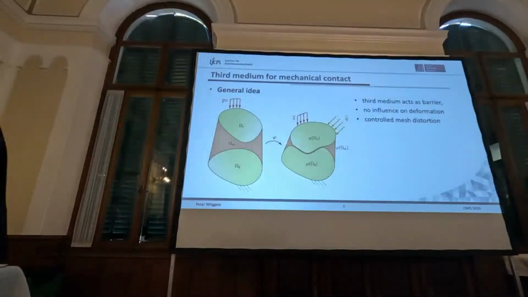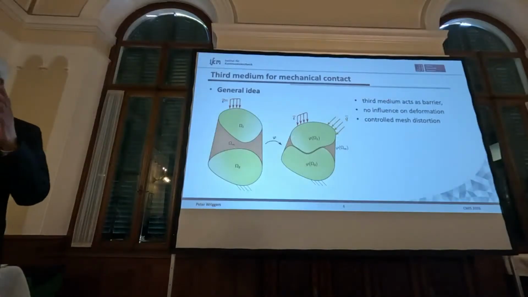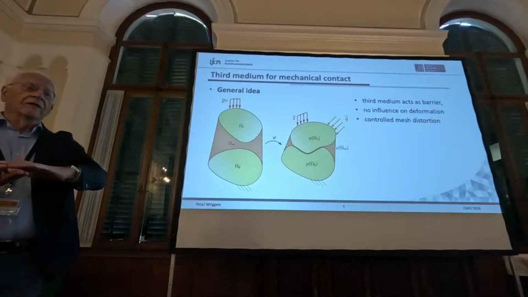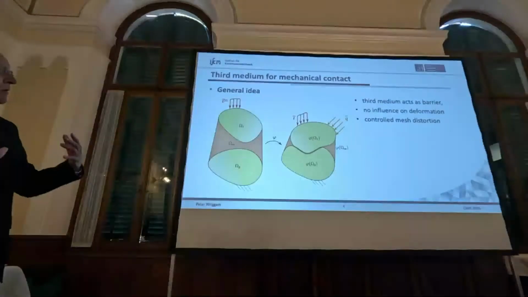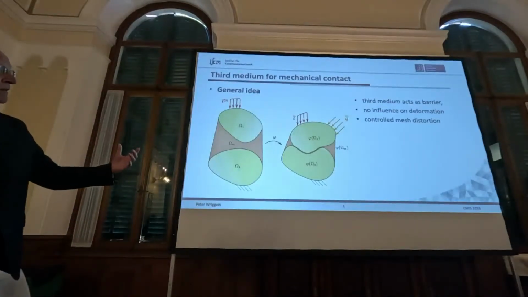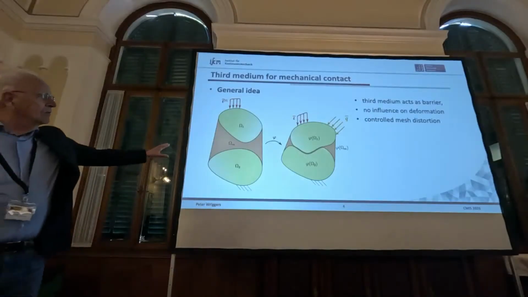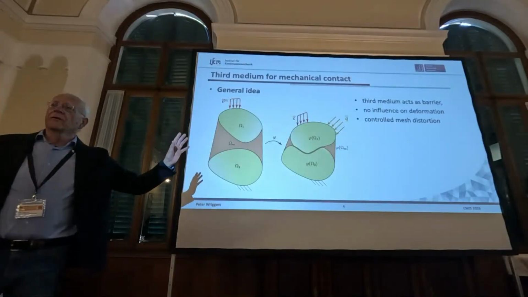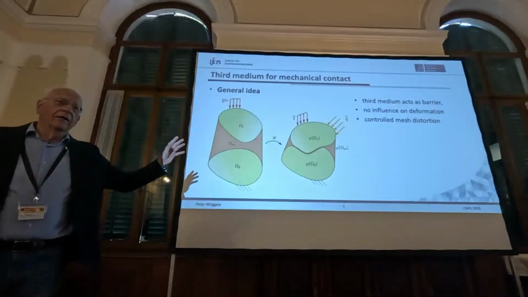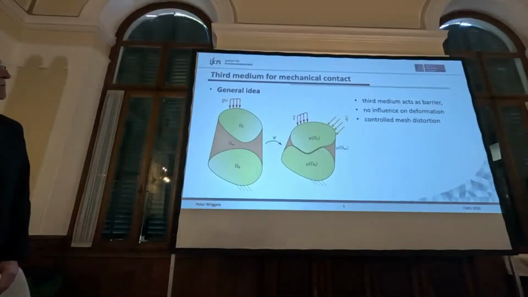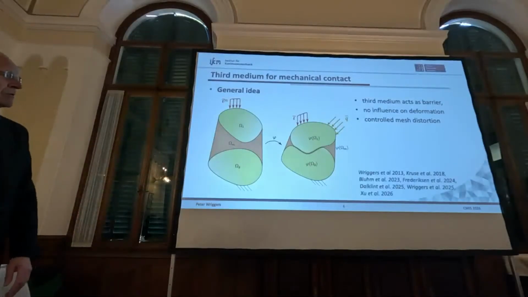So the idea is that this third medium acts a little bit like a barrier method. Once the bodies come closer and closer to each other, you want to have more strength there. You want the energy to rise. On the other hand, the third medium should not influence the deformations, right? Otherwise, I mean, you have different solid problems. And we have to control the mesh distortion.